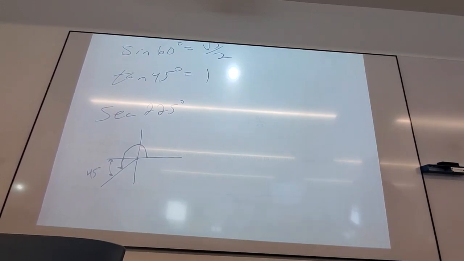Now, can somebody tell me if this is going to be a positive or negative answer? Because what's secant based on? It's 1 over cosine. It's the reciprocal of cosine, yes? So S goes to C, C goes to S. Cosecant sine, secant cosine. I like it.